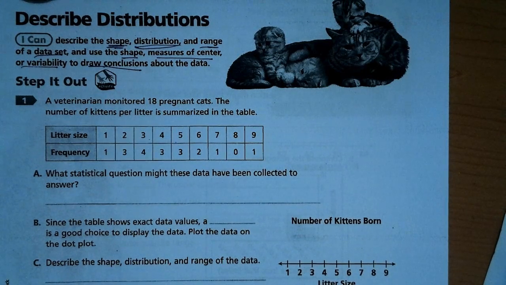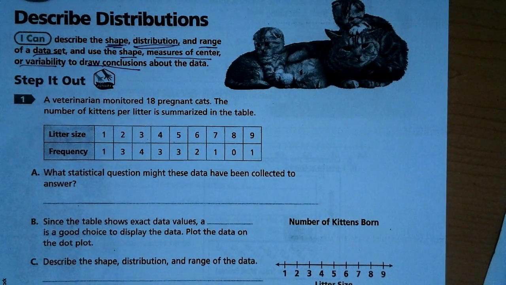All right, so it says a veterinarian monitored 18 pregnant cats. The number of kittens per litter is summarized in the table.